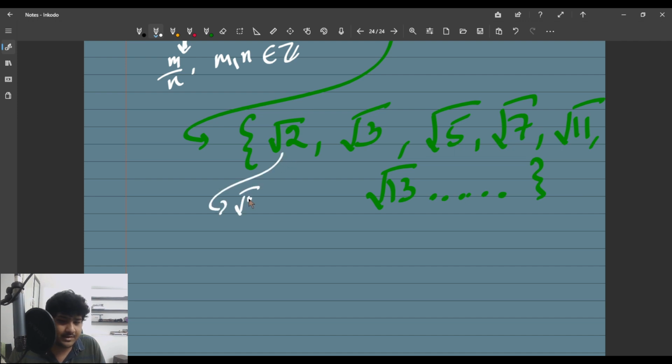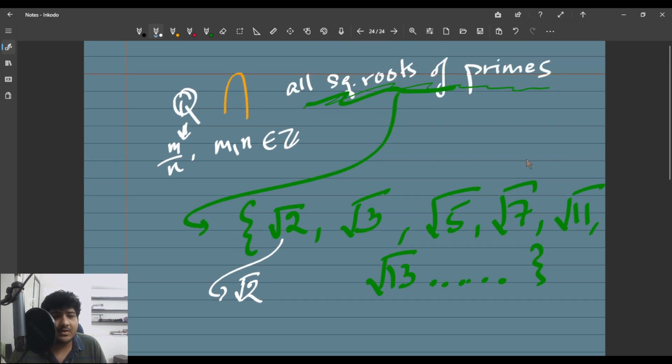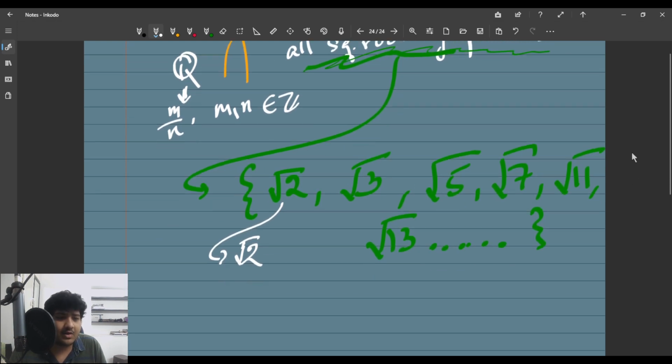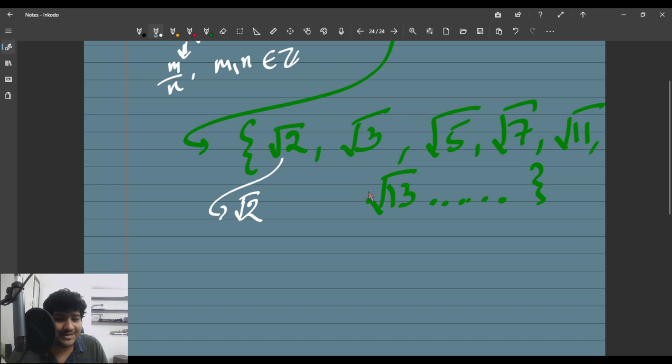Root 2 is not a rational number. We have proved it using the proof by contradiction method, if I'm right. So using proof by contradiction, you prove that root 2 is not a rational number, root 3 is not a rational number, and you do this for general root p is not a rational number, where p is prime. So this green set essentially contains all irrational numbers. Not all, but whatever is contained in the green set is an irrational number. So all numbers are irrational in this set.